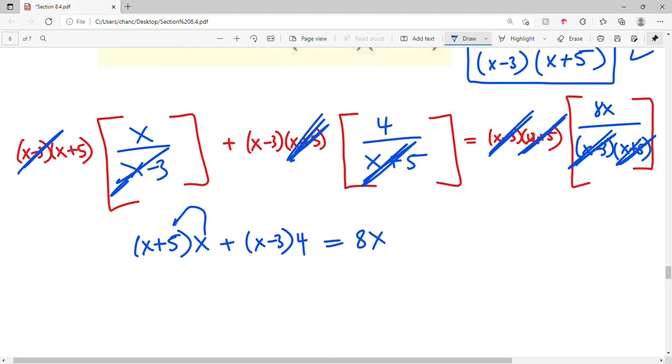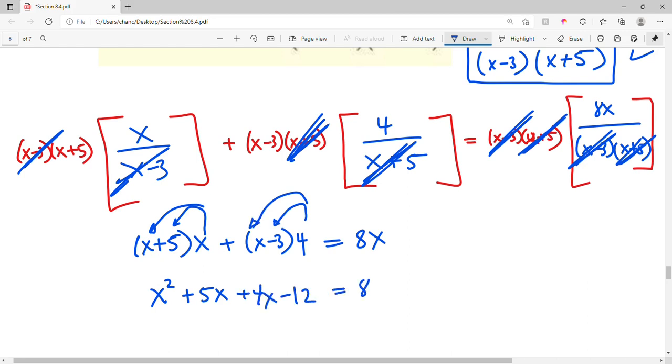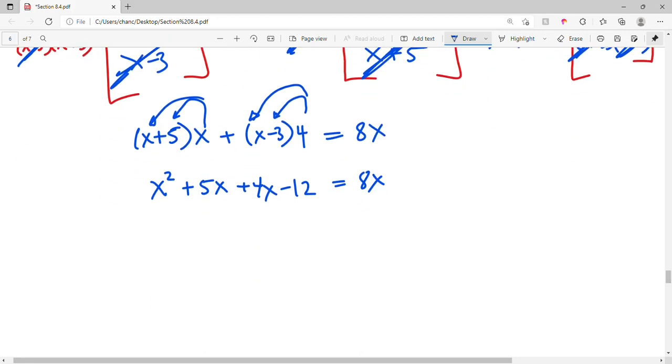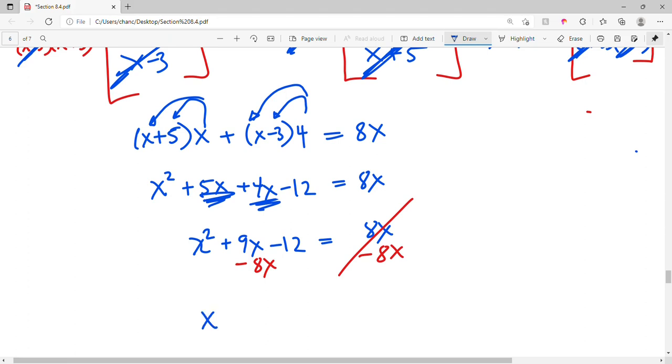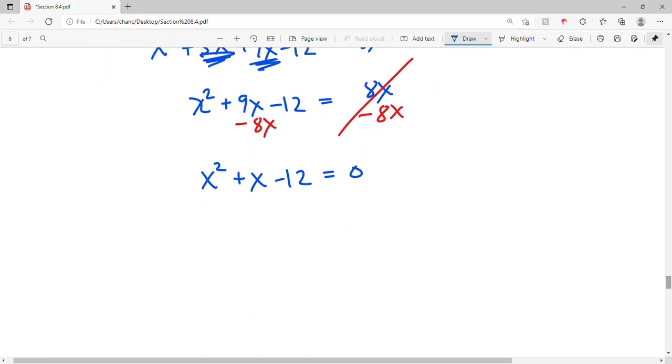We can distribute the x now. That's x squared plus 5x. And I can distribute the 4 here on this side. That's 4x minus 12 equal to 8x. And so I can collect like terms. This is x squared plus 9x minus 12 equals 8x. Let's subtract 8x to both sides. And so x squared plus x minus 12 is now equal to 0. That nice standard form that I was looking for.